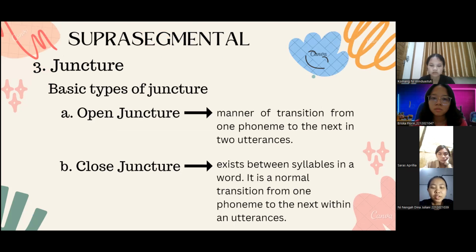Okay, right now let's talk about the third feature of suprasegmental. There are basic types of juncture. First is open juncture. Open juncture is the manner of transition from one phoneme to the next in utterances. And also we have closed juncture. Closed juncture exists between syllables in a word. It is a normal transition from one phoneme to the next within an utterance. To help you understand more about open juncture and closed juncture, here I provide you the video.